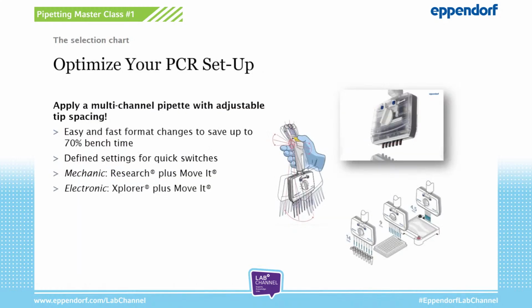For our PCR approach, we were recommended a special form of multi-channel pipettes. For Eppendorf, it's the Move It, where you can manually adjust the cone distance, and this facilitates a format change. For example, as shown here on the right-hand side, from samples in different tubes into one plate. And here you can also look for mechanical as well as electronic versions.